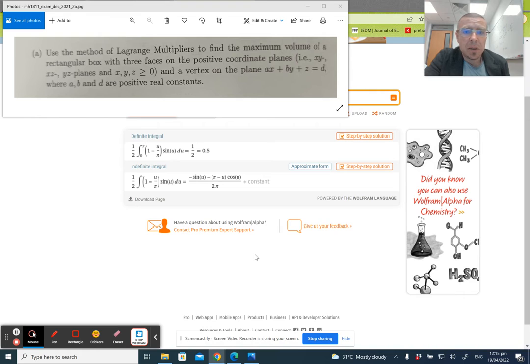And the plane ax plus by plus z equals d, that's essentially the constraint, right? So the volume is x times y times z. It is the objective function that we are supposed to maximize, and the plane is the constraint.